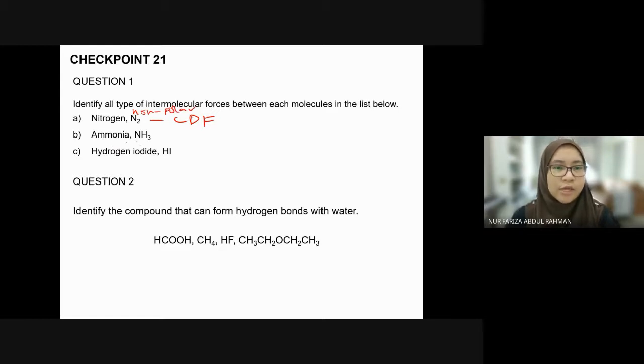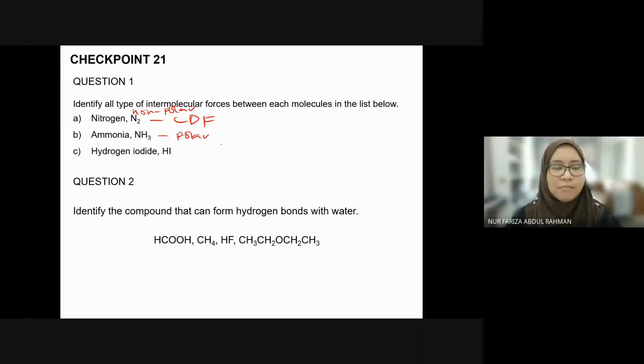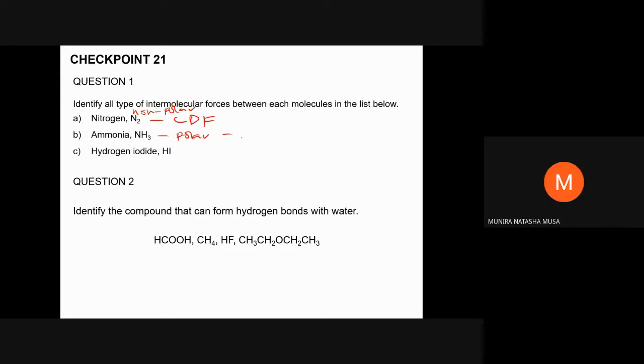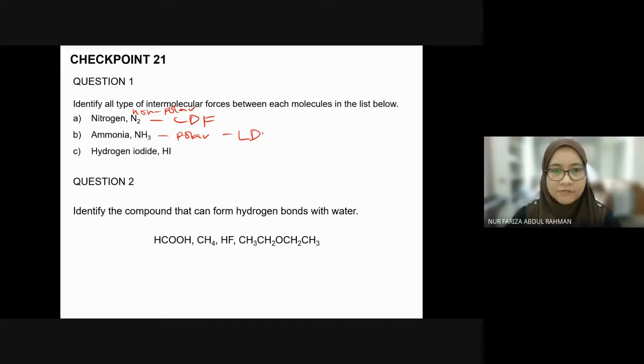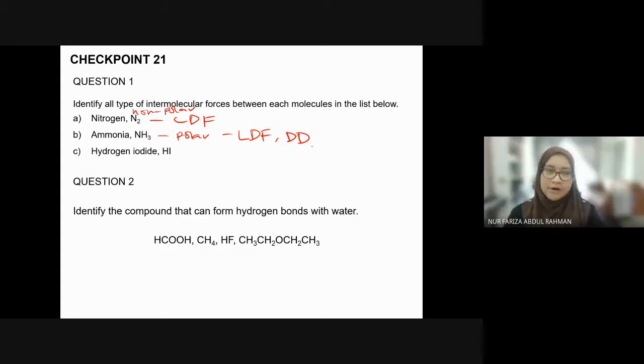Moving on to ammonia. Is ammonia a polar molecule, guys? Yes. So it is a polar molecule. So what will be the intermolecular forces available? London dispersion forces, and then dipole-dipole force. Yes. So one more thing we have to consider is whether ammonia has a hydrogen bond or not. So we have to check.